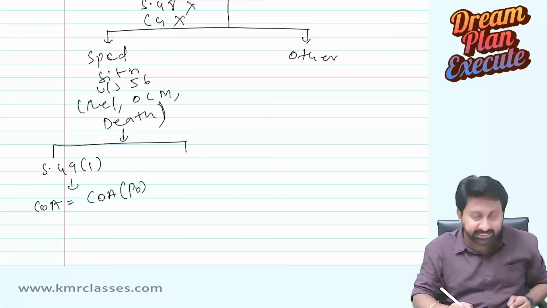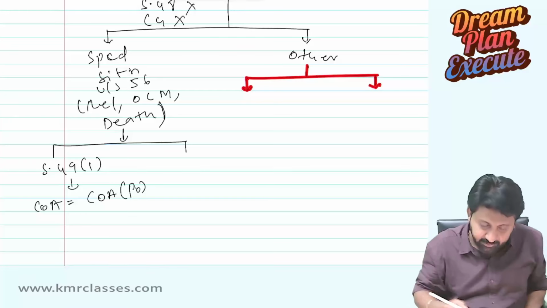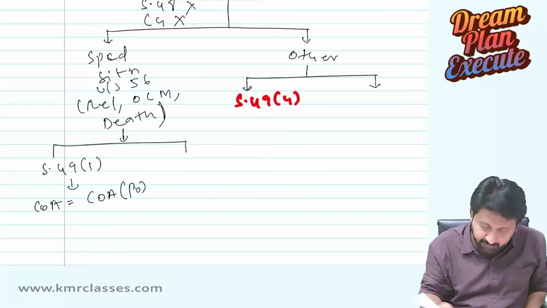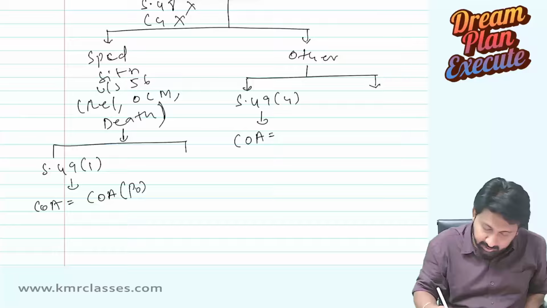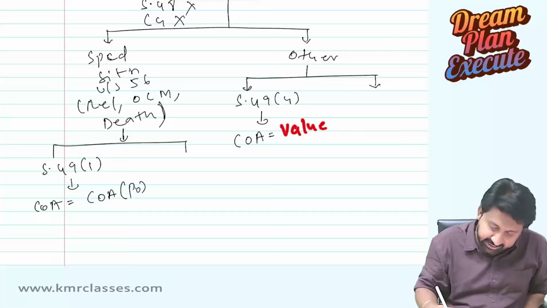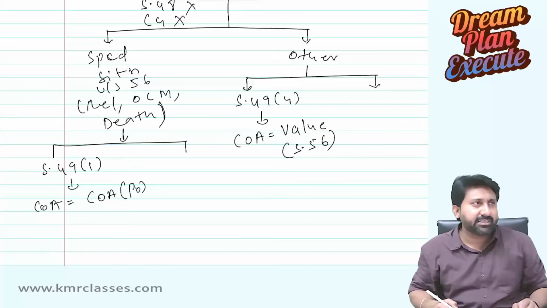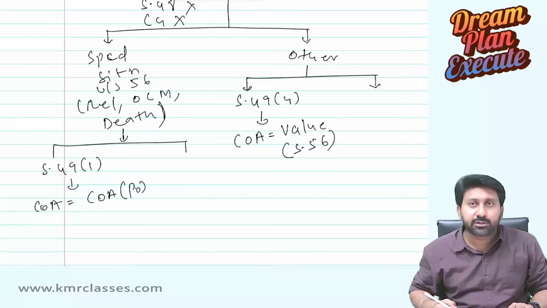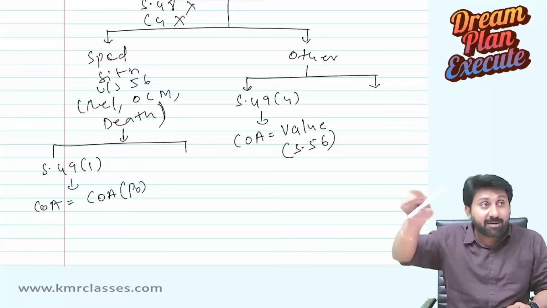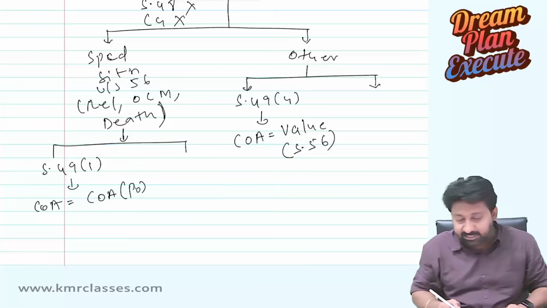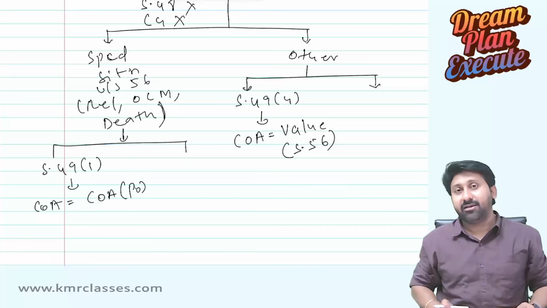So second branch I will fill. I have some point to discuss, then I will fill this. In all other cases, section 49(4) will get attracted. Cost of acquisition will be the value that is considered under section 56, subsection 2, obviously, I am not writing fully. Section 56(2)(x), whatever value you considered at the time of assessment of your income under the head IFOS, that value will be considered to be cost of acquisition. Okay, listen carefully.